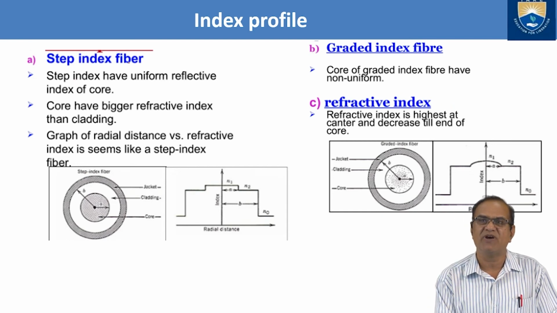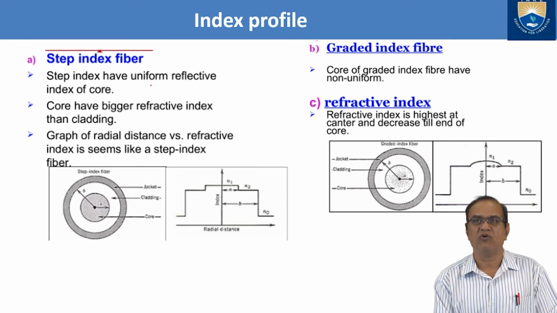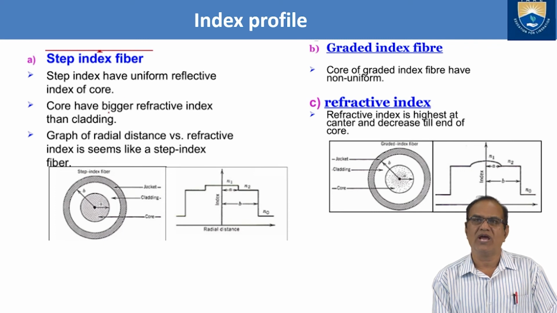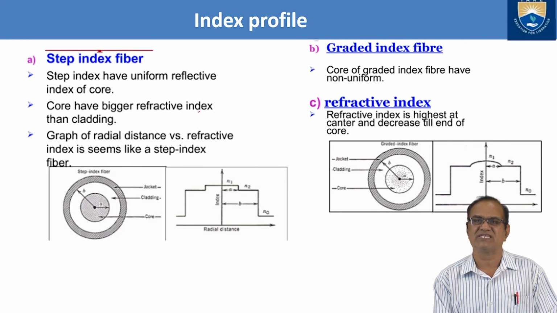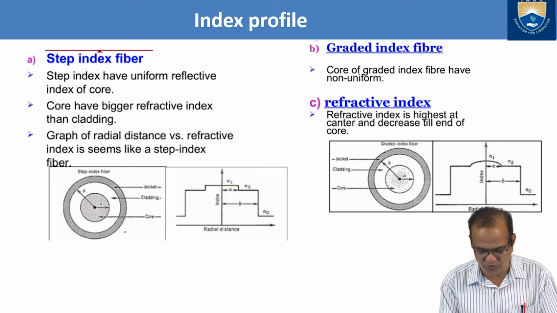So step index fiber, what is the step index fiber? Step index has a uniform refractive index of the core. Core has a bigger refractive index than the cladding. Graph of radial distance versus refractive index seems like a step. So this you can see here. Step index fiber is shown here.